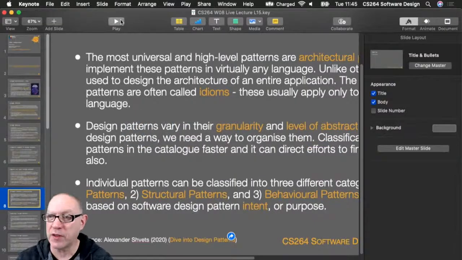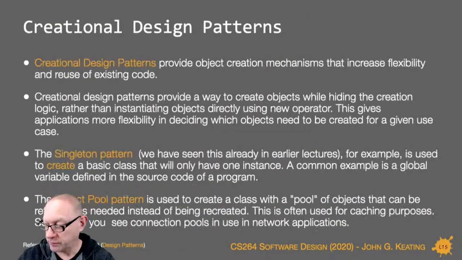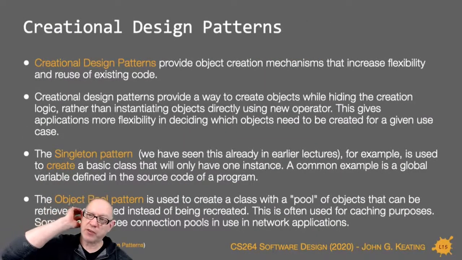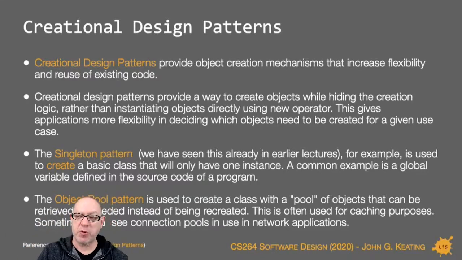So let's think about creational design patterns. Okay, so for example, they provide object creation mechanisms that increase the flexibility and reuse of existing code. The creational design patterns also provide a way to create objects while hiding the creation logic. So rather than instantiating objects directly using some new operator, this gives applications more flexibility in deciding which objects need to be created for any given use case.